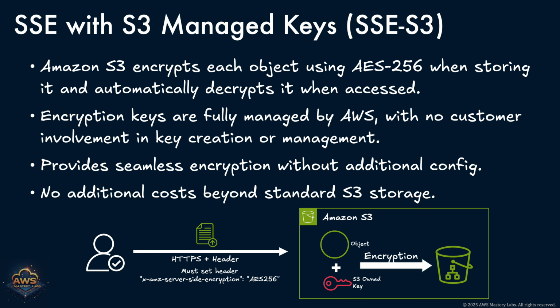As illustrated, the appropriate HTTPS header must include the key set to AES 256 to activate this feature. This header instructs Amazon S3 to automatically encrypt the object using SSE-S3 as soon as it is uploaded to the bucket.